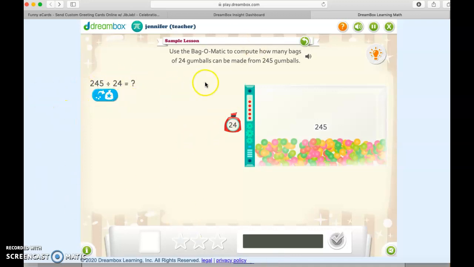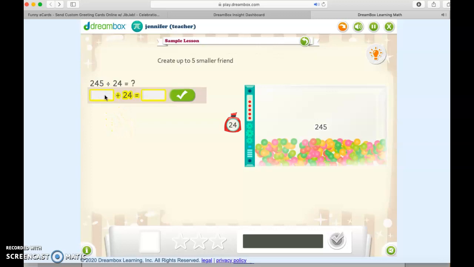working with division, okay? Now, the way this works is use the Bag-O-Matic to compute how many bags of 24 gumballs will be made in 245. How many bags of 24 gumballs will be made from 245 gumballs. So you're still using partial quotient here, right? So create up to 5 smaller friendly equations to solve 245 divided by 24. I'm not sure if you could hear that, but it was just reading this sentence up here.